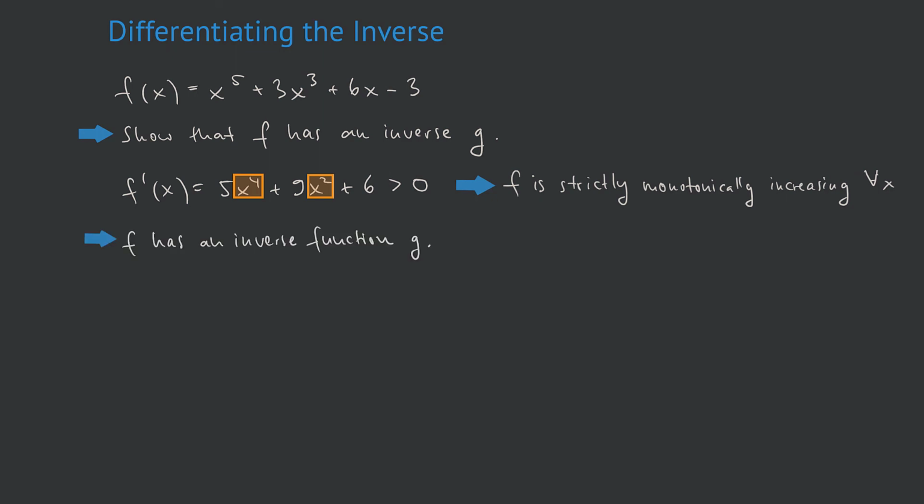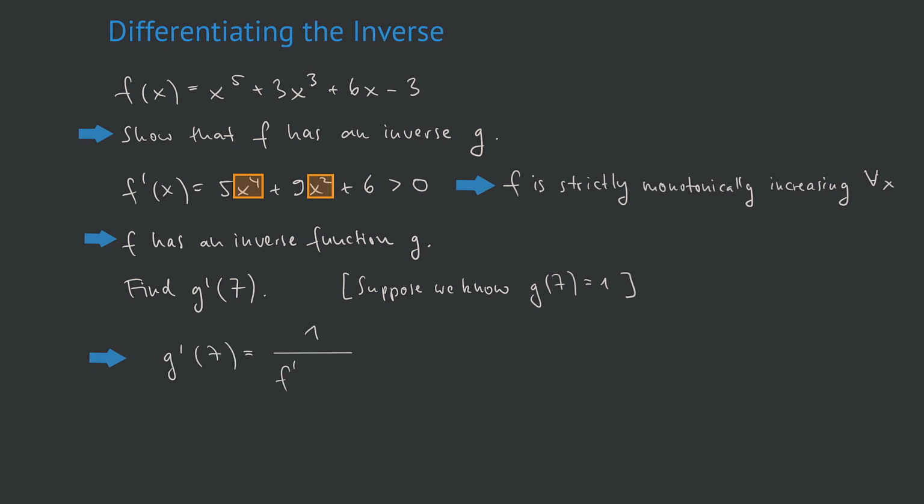Let's now say we want to find the derivative of g at some value, say 7. We suppose that we know the value of g at 7, which is in fact 1. We then can apply our formula, which is in this case g prime of 7 equals 1 over f prime of g of 7, and that is 1 over f prime of 1. Now by plugging 1 into f prime, we find that f prime of 1 is 20. So we get the final result of 1 over 20.